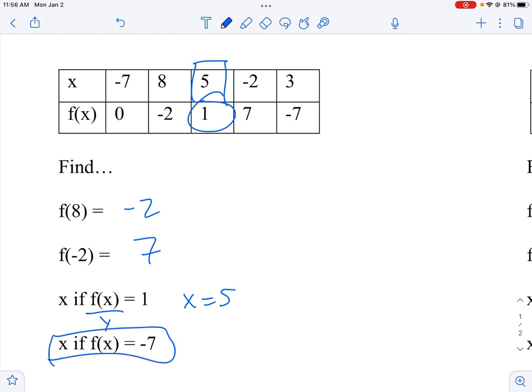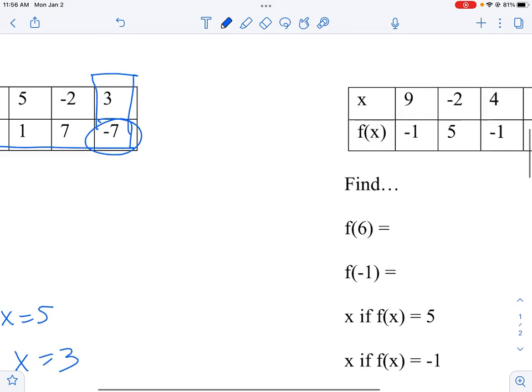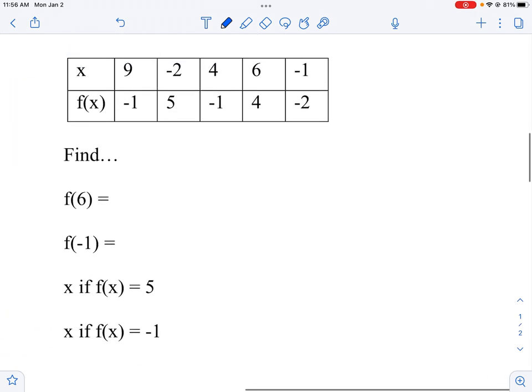And on my last one, what's the x value when f of x equals -7? Again, I need to go to my y values, my f of x's, and find -7. It's right there. And I need to find the x that goes with it, which is 3. So write down 3. Okay, and we got one last example here. F of 6. Remember, that's the x value is 6. And you have to find the y value that goes with it. It's 4. So write down 4.